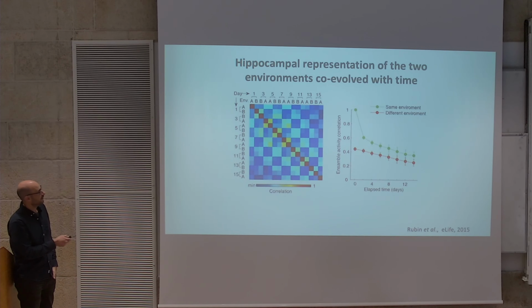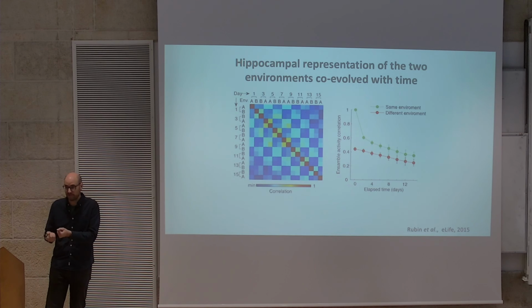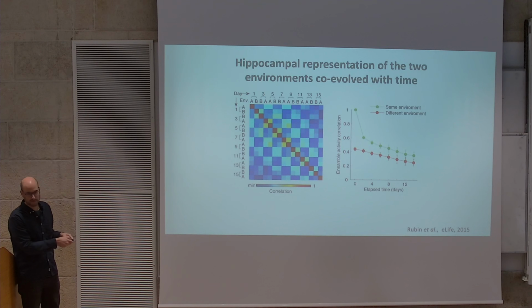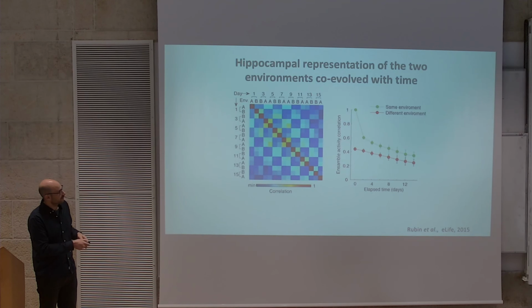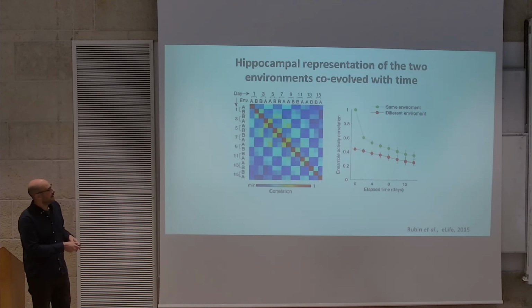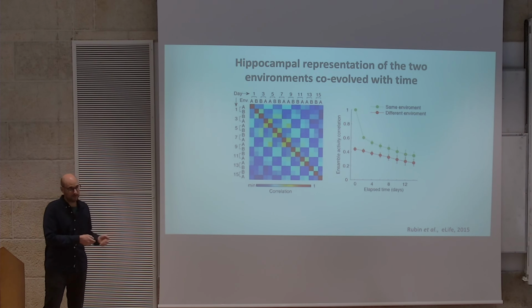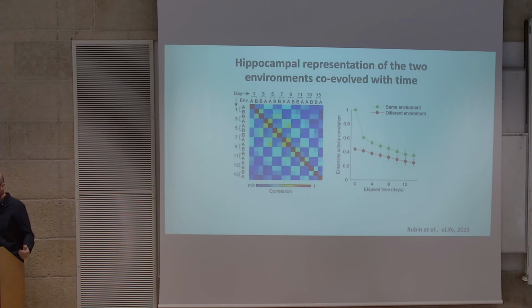Okay. So what you can see here is that the similarity between the representation of an environment to itself is always higher than to the other environment, and this is what gives this checkerboard pattern that you see here. Also, the similarity between the representation of an environment to itself gradually declines with time. It's summarized here in the green curve. But also the similarity between the representation of a given environment and the other environment gradually declines with time, suggesting that hippocampal representations of these two different environments co-evolve with time.